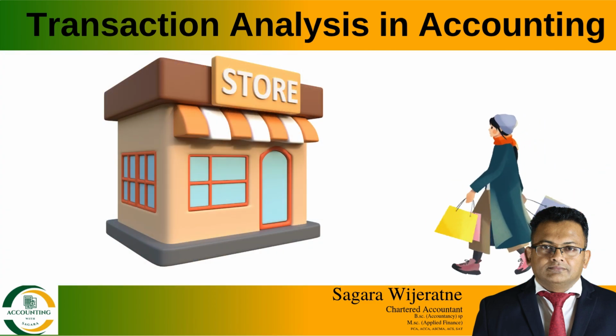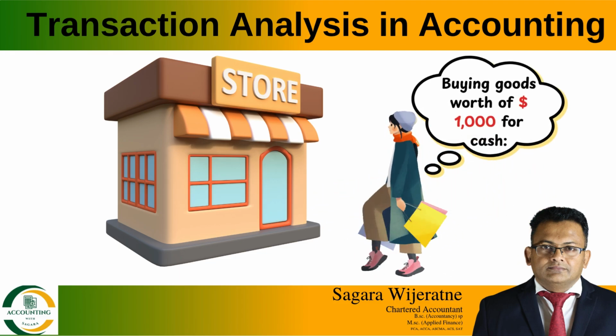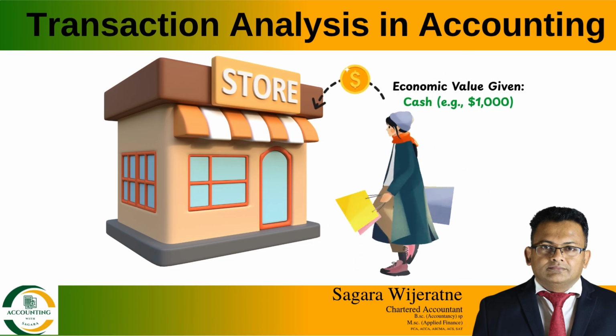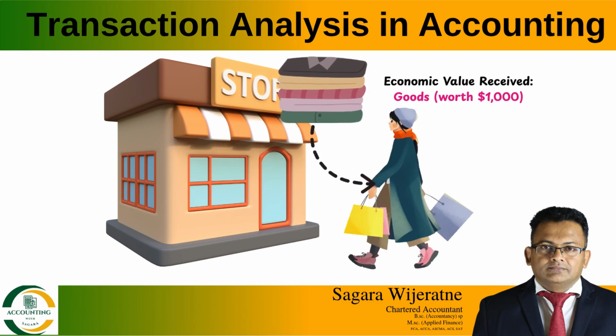Example: buying goods worth $1,000 for cash. Economic value given: cash of $1,000. Economic value received: goods worth $1,000.